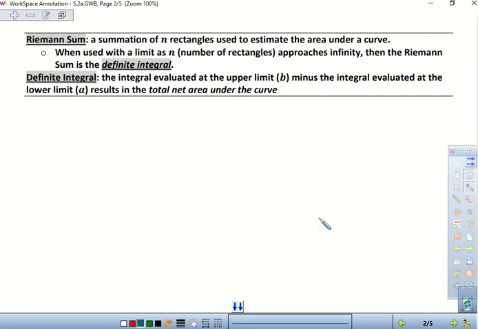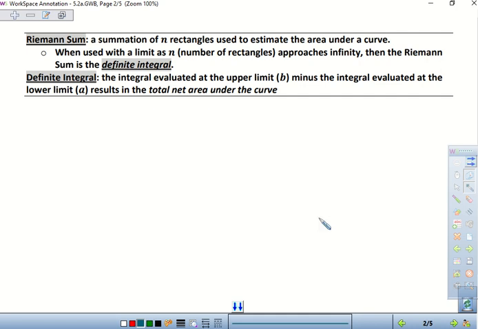So a definite integral is an integral evaluated at the upper limit minus the integral evaluated at the lower limit, resulting in the total net area under the curve. Okay, total. So here's what you need to know about how these two things are associated with each other.